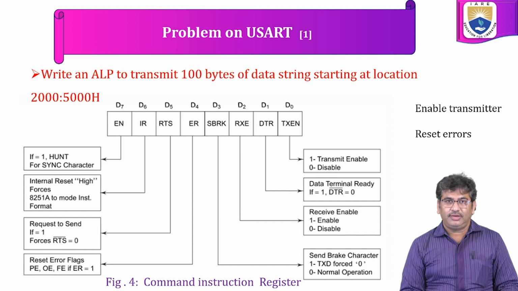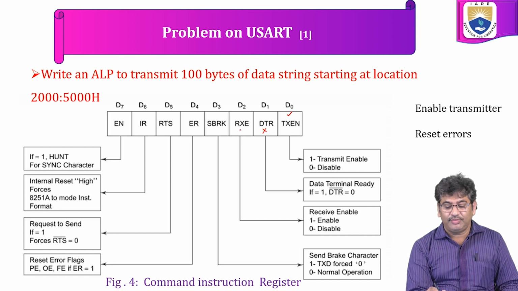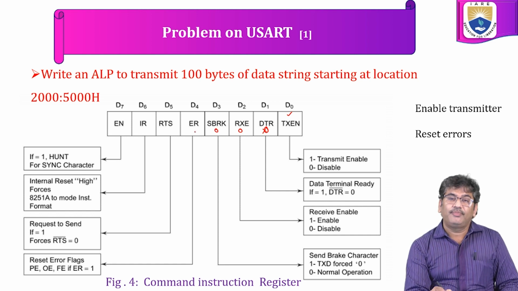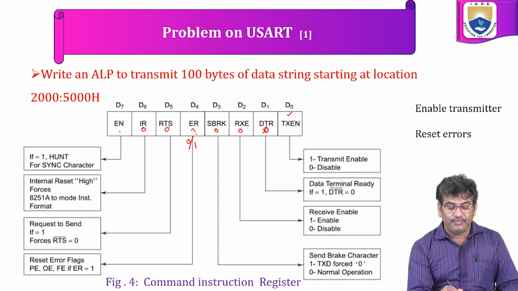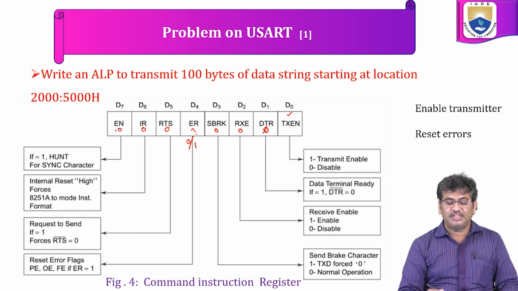In the command instruction register, for transmitting we have to enable the transmitter enable. As it is not with respect to the modem, DTR, which is data terminal ready through modem, this bit is don't care. We are taking only the transmission part, so receiver enabling is not required. Send break characters is not required, so it is zero. The error flags, you can either reset or leave, so you can pass this as 0 or 1. RTS, as we are not interfacing the modem, we have to disable. Internal reset we also have to disable. Enabling the hunt character is not specified, so we will take this bit as 0.